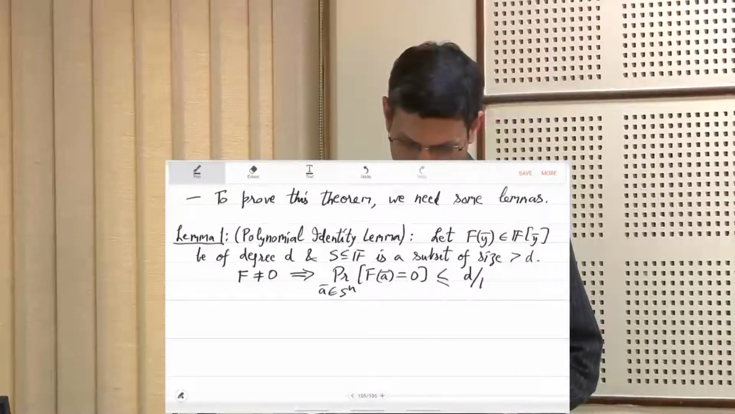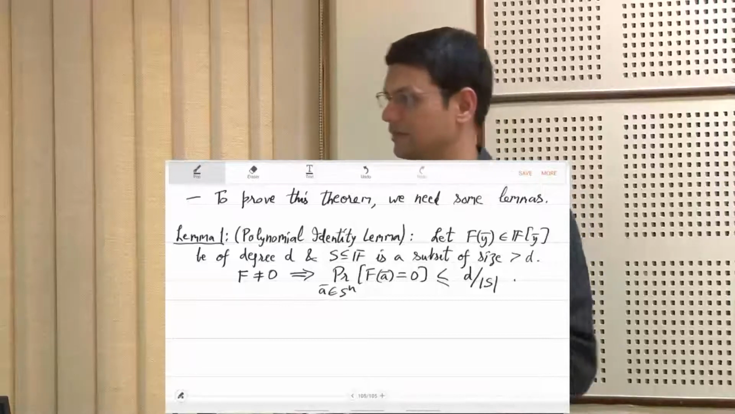In this space S to the n, how many roots are there? If n was 1, what is the answer? Yeah, so the degree of a univariate polynomial upper bounds the number of roots, right? So roots can be at most D out of S, and this upper bound is true for any n. Okay, this is what the lemma says, that no matter what the number of variables is, in a space of S to the n, the number of roots is at most this fraction, the same fraction as n equal to 1.